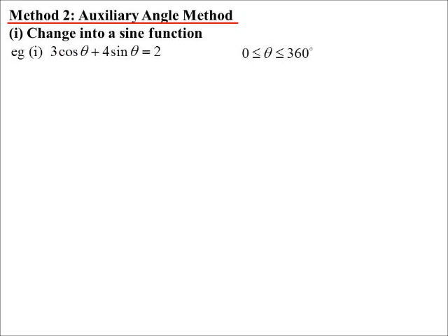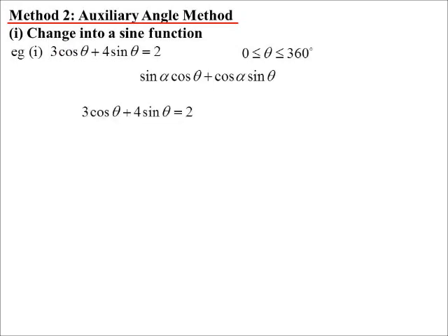The beauty of this is we can use it for other things as well. We can use it for graphing. We can actually end up using it in simple harmonic motion and things like that. But the idea is to get 2 trig functions and turn them into 1. So I'm going to change it into one sine function. How do I do it? I'm glad you asked. 3 cos theta plus 4 sine theta. I want to turn it into a sine function.